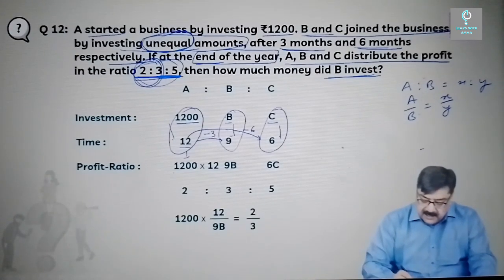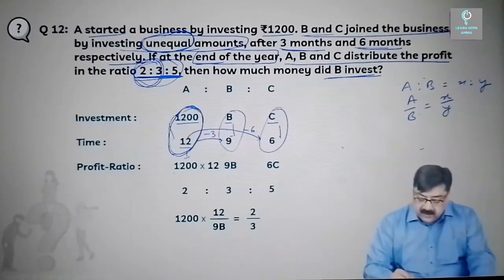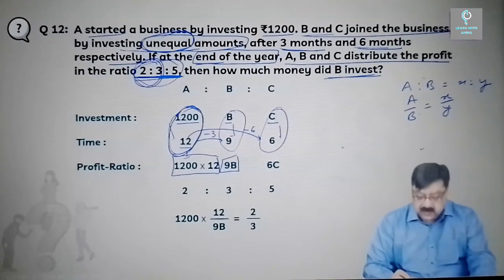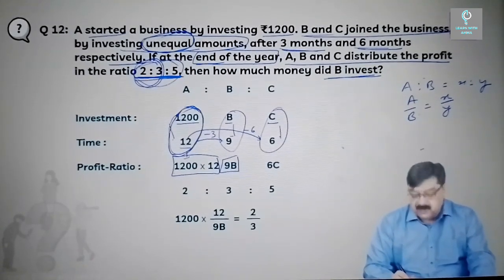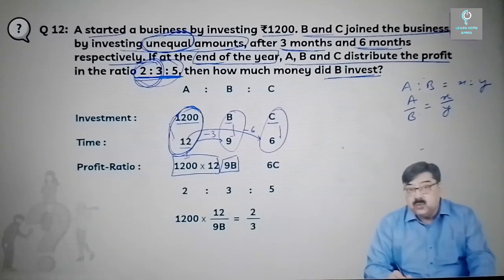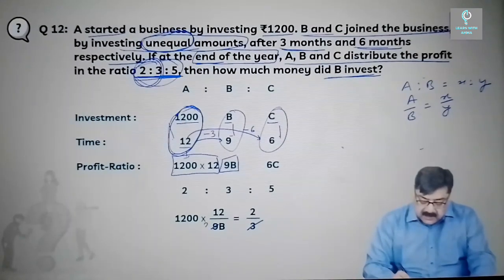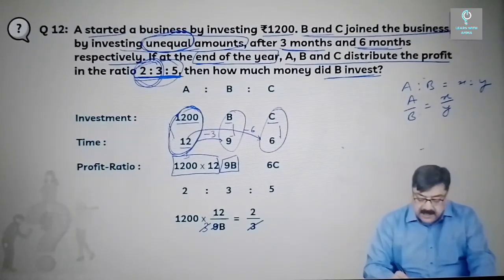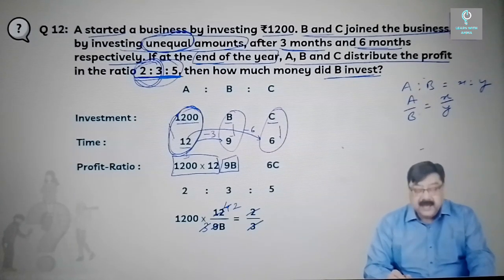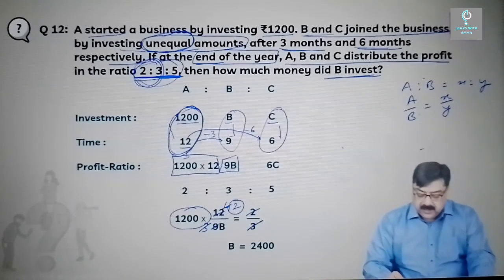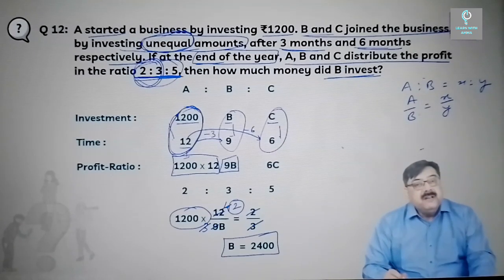So just by taking that, 1,200 into 12 is the effective investment of A at the end of the year. The effective investment of B at the end of the year is 9B. So it is investment of A by investment of B, and that has to be in the ratio 2:3, so 2 by 3. Now, when we resolve this further, this 3 cancels with this 9, goes by 3. This 3 cancels 12, goes by 4. And this 2 cancels 4, goes by 2. So what we are left with is 1,200 into 2. So the investment made by B was 2,400.